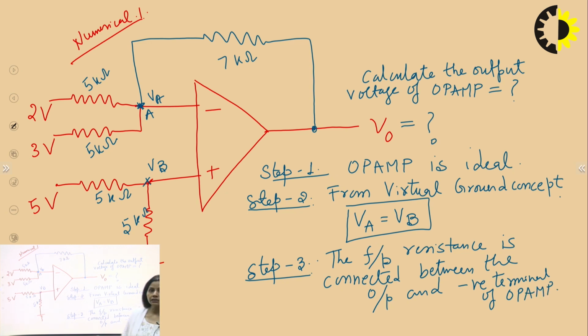Now, after these three observations, you will go to step 4. Step 1: the op-amp is ideal. Step 2: the two point voltages are equal from the virtual ground concept. Step 3: the feedback resistance is connected between the inverting terminal and the output terminal of the op-amp. Now, after these three steps, you will go to step 4. Step 4 is applying the Kirchhoff current law.